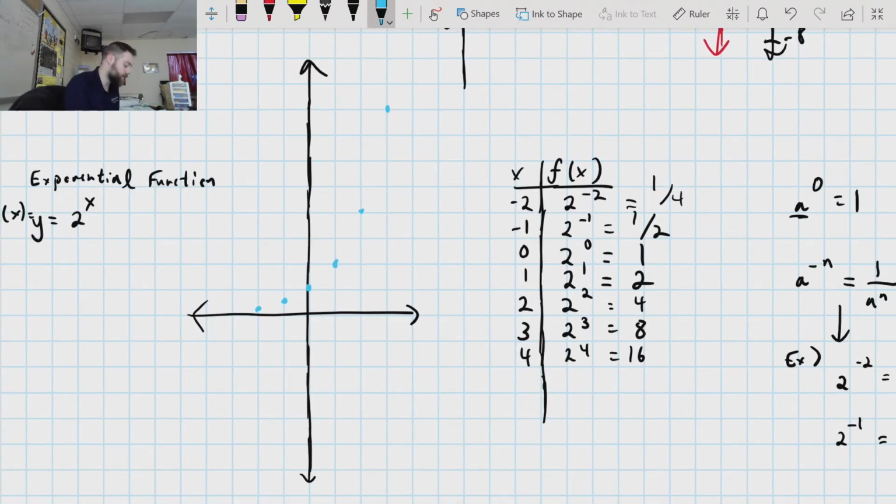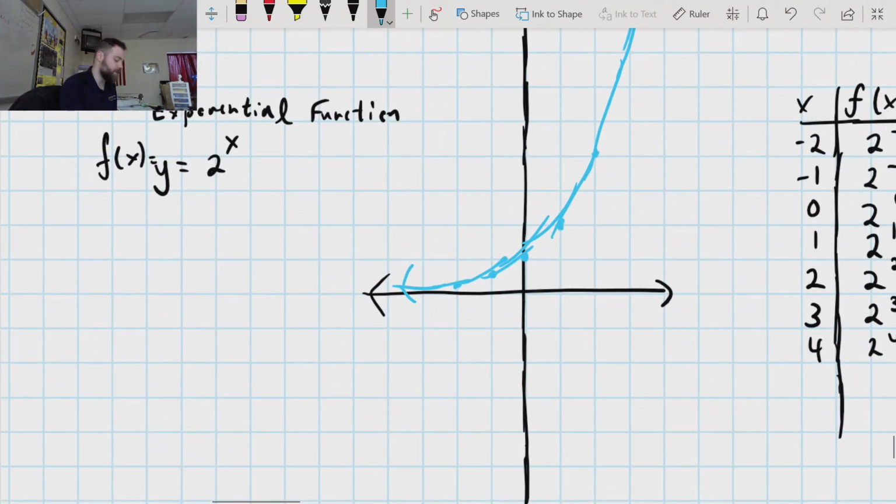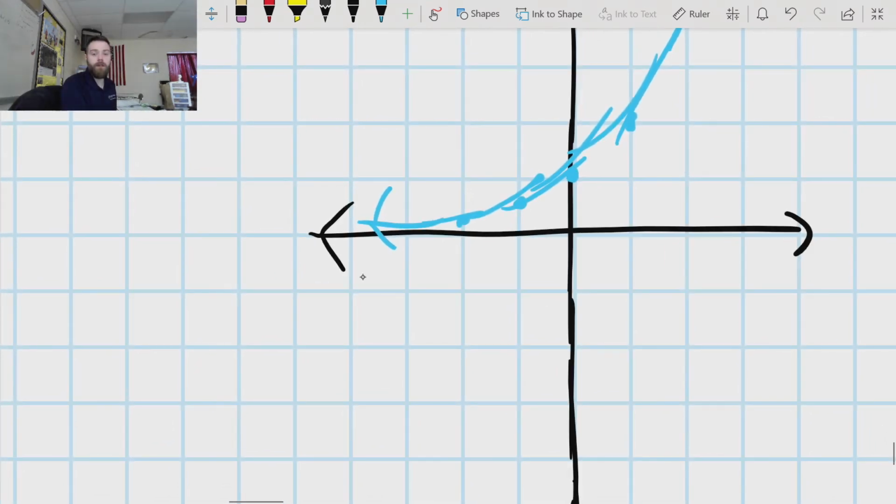And then 4, 16. So it would continue to go upward. And what you'll notice is that it leaves fast. It just diverges fast. Okay, so that function shoots off to infinity. And what you'll notice on this side is that if you continue to plug in smaller negatives, this part of the curve here will start to hug the x-axis.